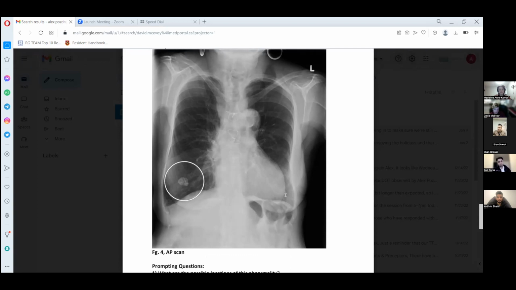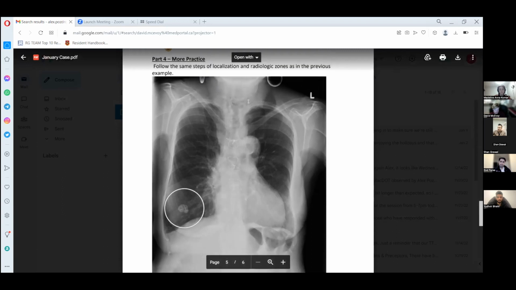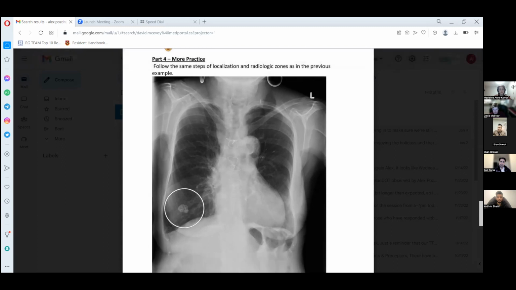It's not that it's going to change the management as much in an ICU patient, but still, you might spot a lot of things on the periphery. So always make sure you look for any incidental findings. Yeah. Okay, thanks.